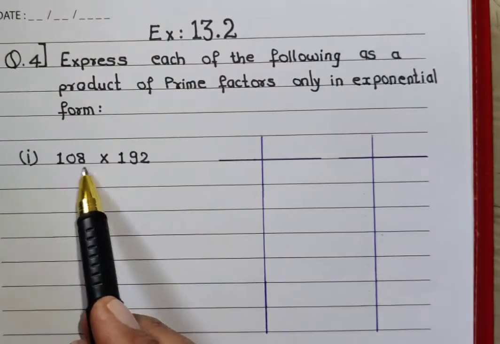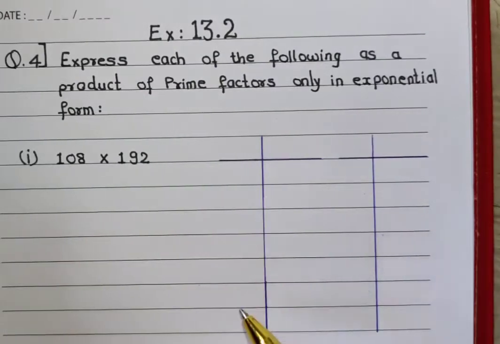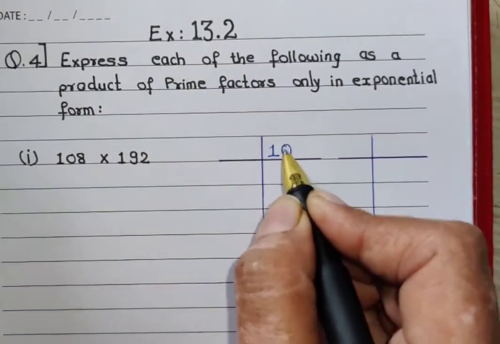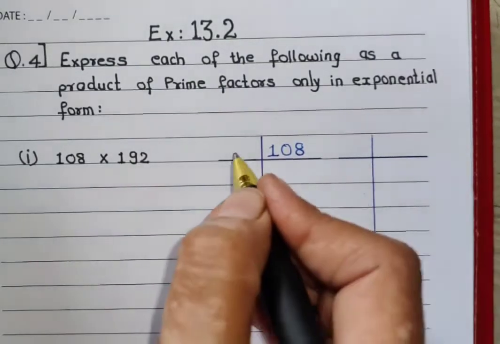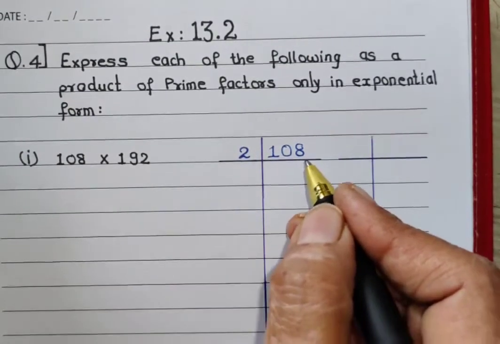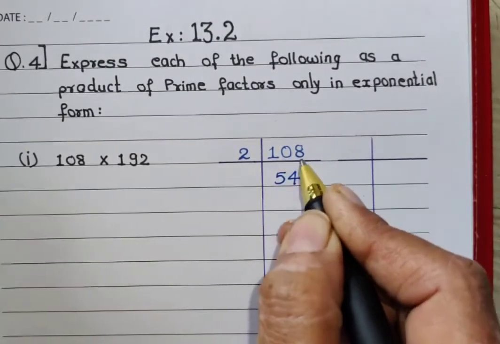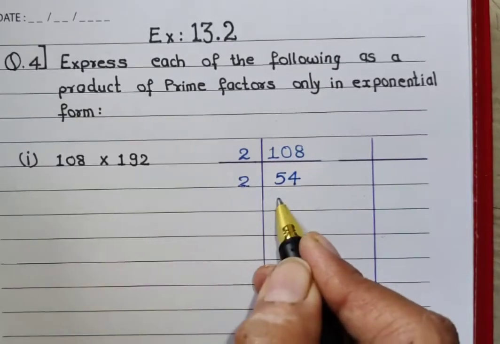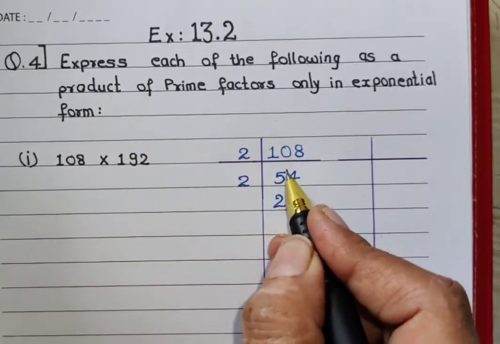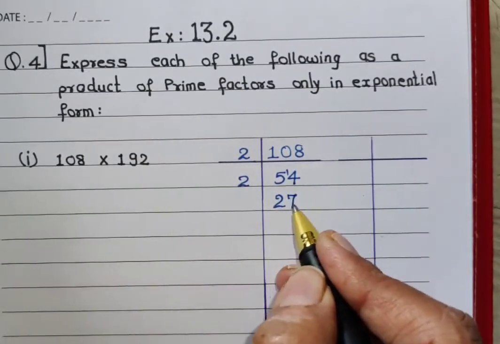We have 108 and 192. We have to do the factorization of both so that we can bring the prime factors of both the numbers. Let us begin with 108 first. It is an even number, so let us begin with the table of 2. 2 5s are 10, 2 4s are 8, 2 2s are 4. From 5 deduct 4, 1 left, so put that 1 here, so it will be considered as 14. So 2 7s are 14.